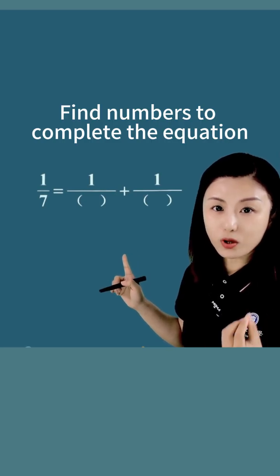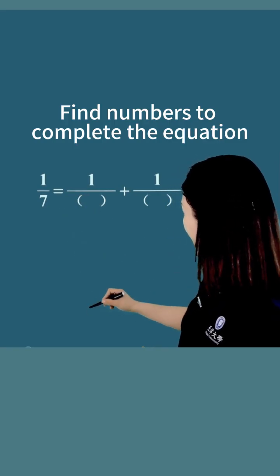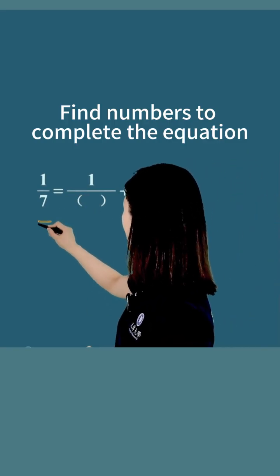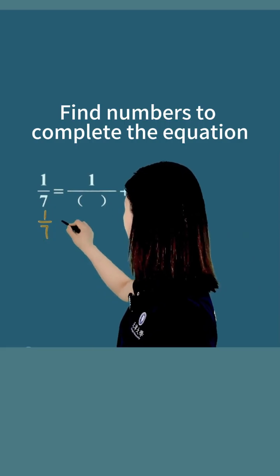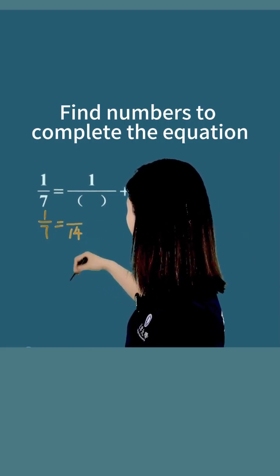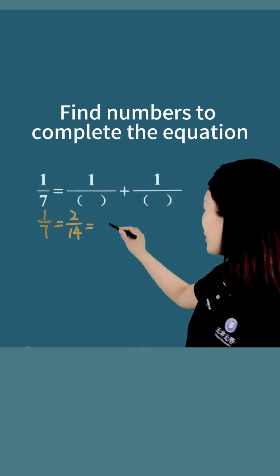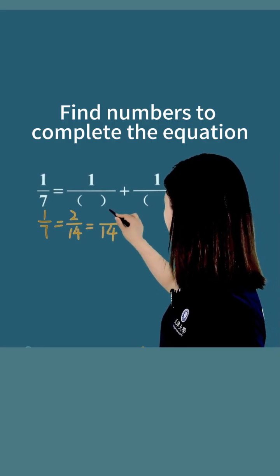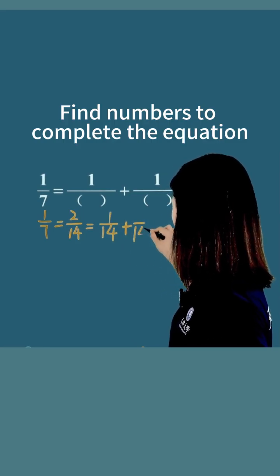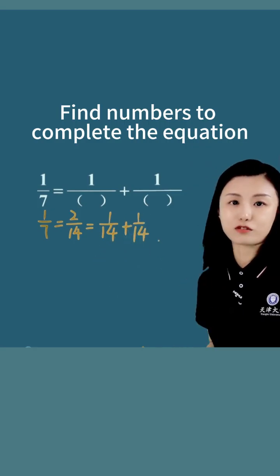They want to try expanding the denominator, right? Maybe try multiplying both the numerator and denominator by 2. Let's see what happens if we do that. What kind of result will you get? For 1/7, if you multiply both the numerator and denominator by 2, 2 times 7 is 14, so you get 2/14. That means it's equal to 1/14 plus 1/14. Right? Isn't this just the form of one unit fraction plus another unit fraction?